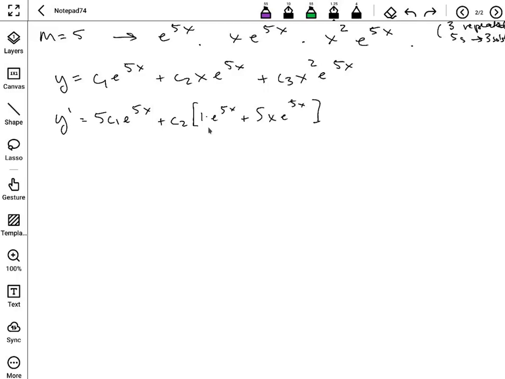And then same thing with the third term. I take the derivative of x squared, which gives me 2x, leaving e to 5x the same. Or I multiply by 5, leaving x squared as it is because I'm taking the derivative of e to 5x.